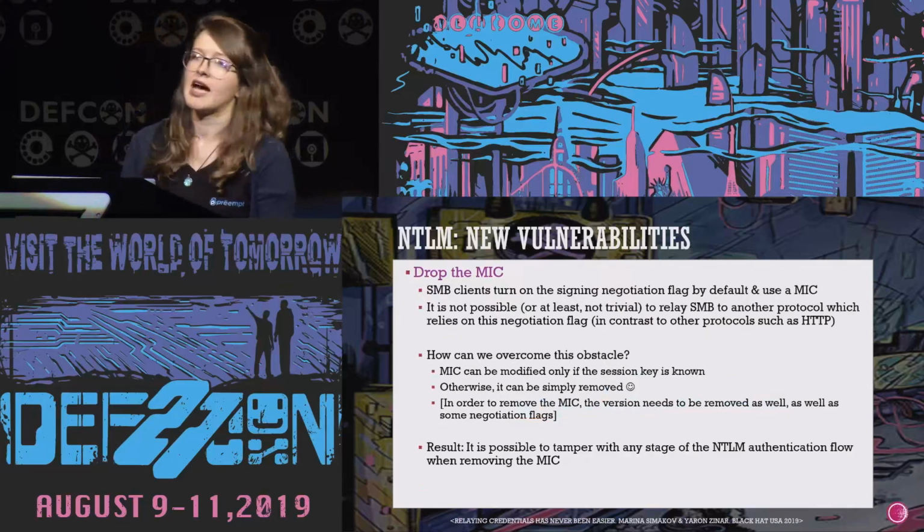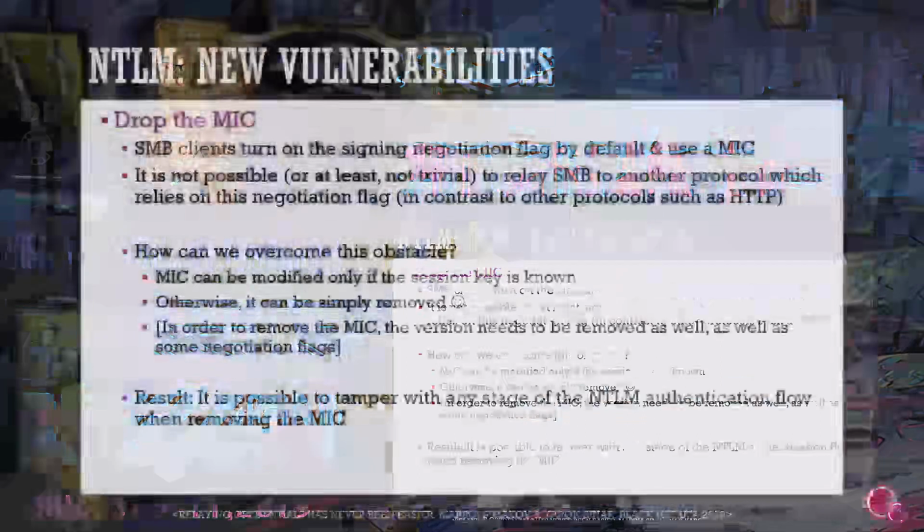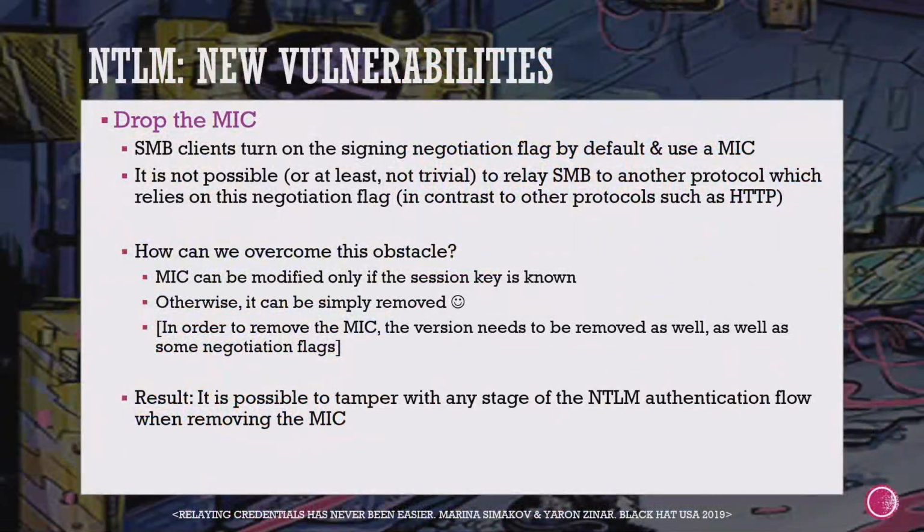So we have SMB clients that turn on this negotiate signing flag by default and also use a MIC. And this is why it was considered very hard or even impossible to perform NTLM relay from SMB to other protocols, simply because the session would need to be signed. However, other protocols don't set the signing flag, such as HTTP, so it's much easier to relay NTLM from HTTP to another protocol. But let's say we're persistent and we want to remove this signing negotiation flag from an SMB authentication. How can we do this?